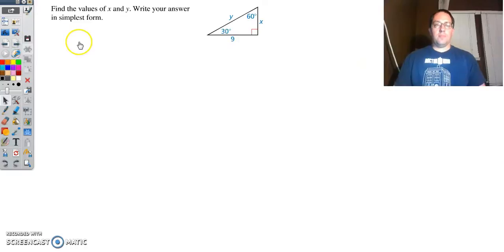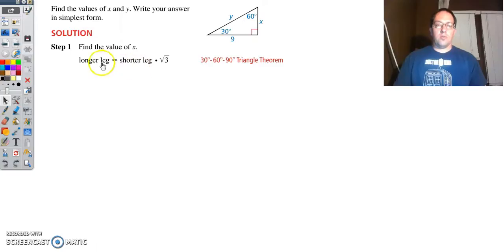And let's take a look. Here we need to find the value of x and the value of y. So we need the length of the short leg, and we need the length of the hypotenuse. Well, it gives us our angles here. So this is a 30-60-90 right triangle. Let's find x first. That short leg is almost always going to be the easiest one to find. Right? So the longer leg equals the short leg times the square root of 3. So this is going to be a little bit different because we don't have any square root of 3s.